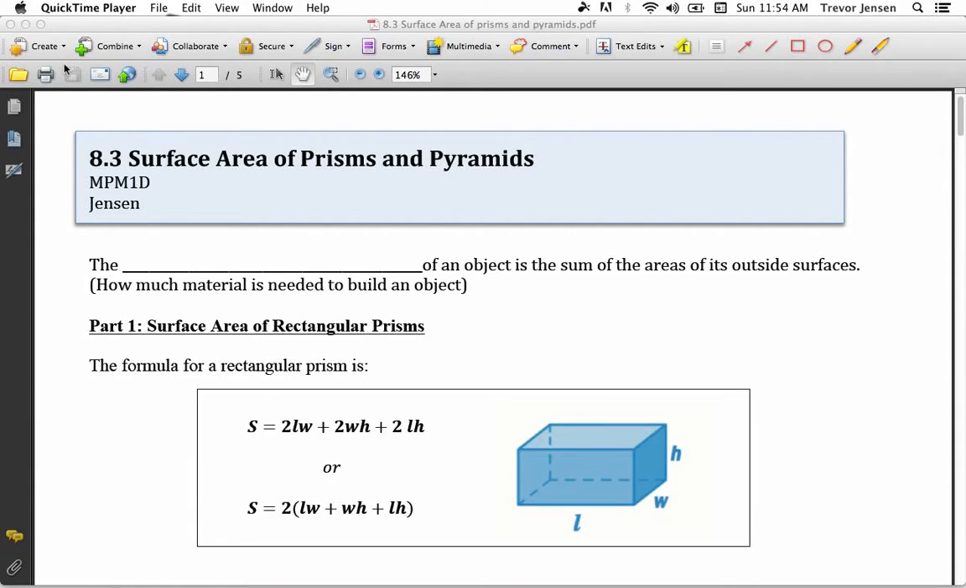Okay, here's a lesson for section 8.3, the surface area of prisms and pyramids. So for section 8.3, I divided it into two sections. One section on the surface area of prisms and pyramids, and one section on the volume of prisms and pyramids. So here's the section for surface area.